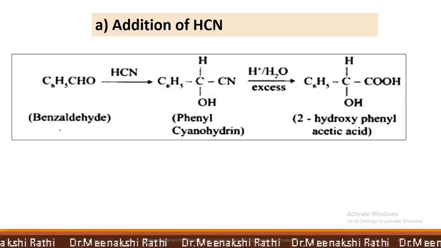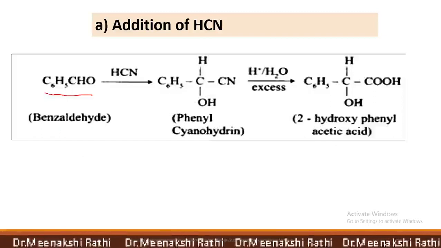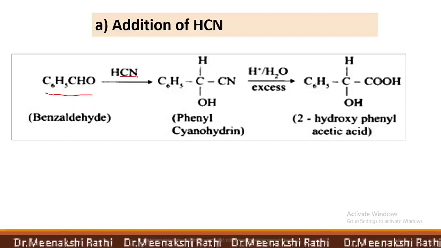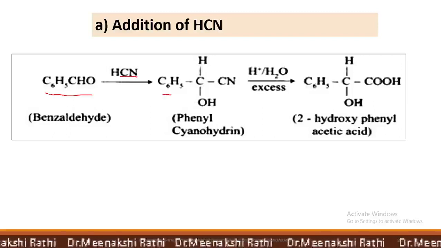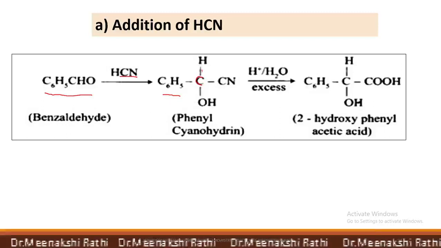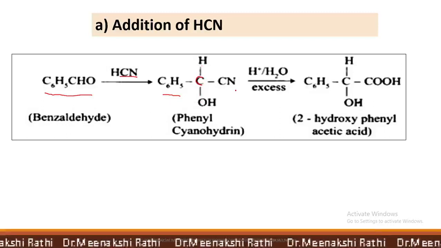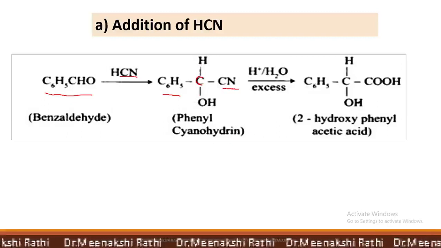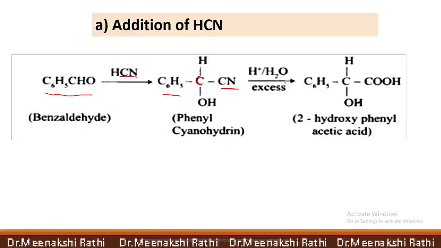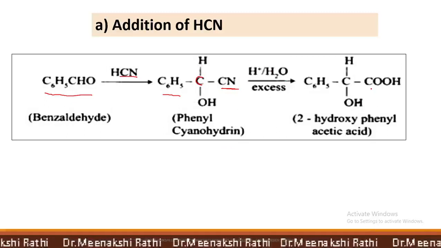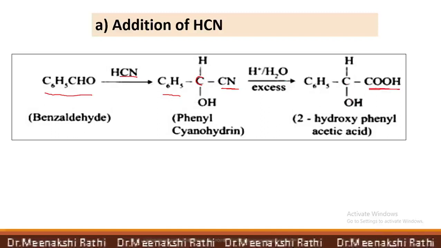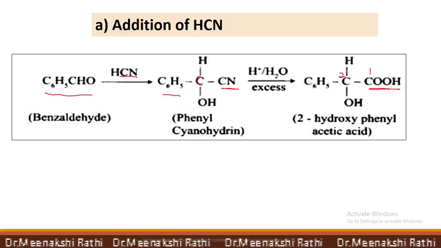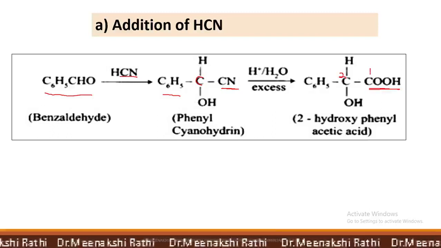Another example, benzaldehyde. When HCN is added across the carbonyl group, we get C6H5 CH(OH)CN. That is a phenyl cyanohydrin. This phenyl cyanohydrin on hydrolysis, the cyanide group gets converted into a COOH group and we get 2-hydroxy. This is carbon 1, this is 2. So we get 2-hydroxy phenyl acetic acid.